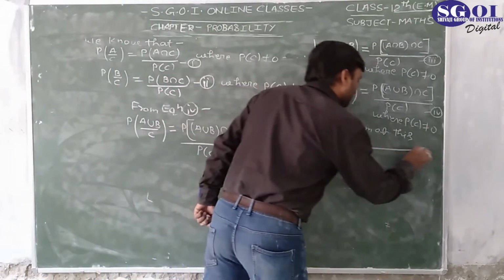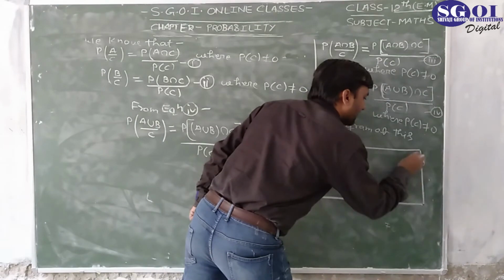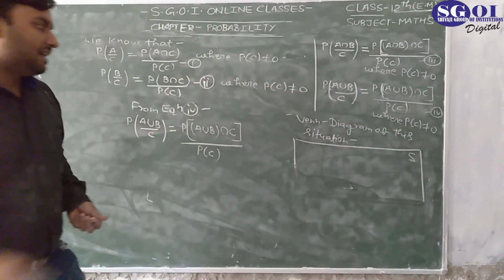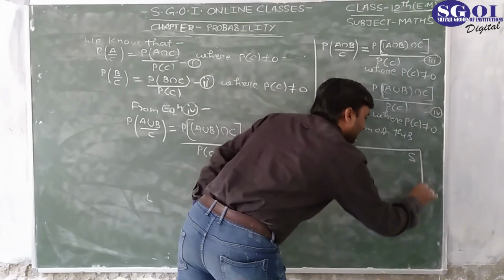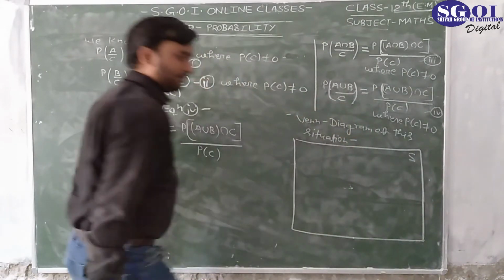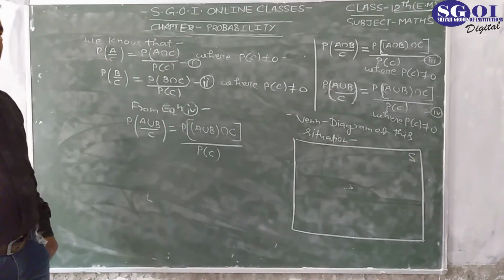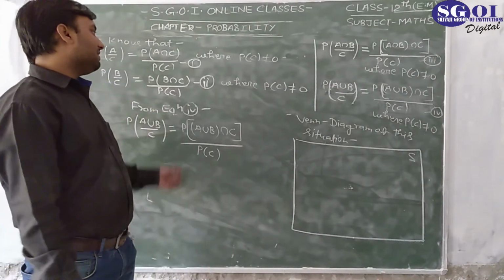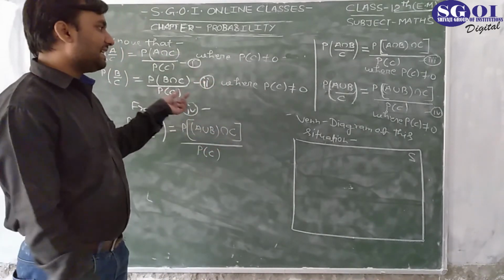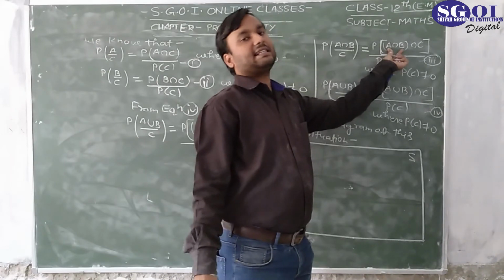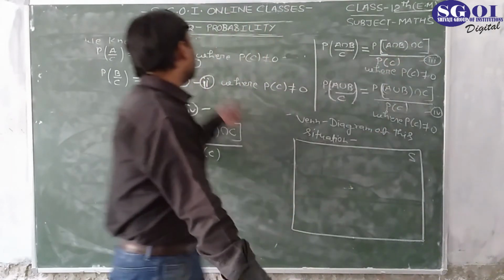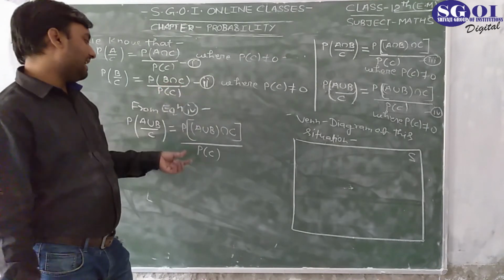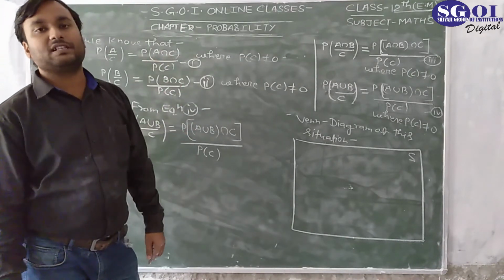So, what is the Venn diagram? This is the rectangle which represents sample space S, and here come three events: capital A, capital B, and capital C. You can see here is A intersection B. A intersection B means common portion of A and B. Here is B intersection C. B intersection C means common portion of B and C. And here is A intersection C. That means common portion between A and C.